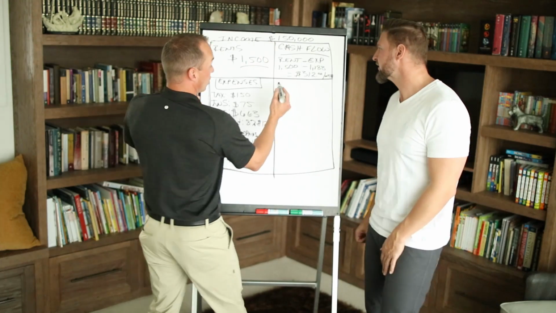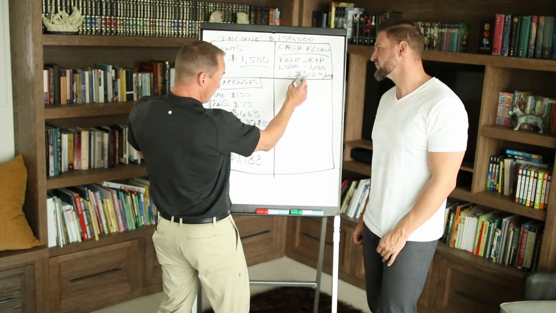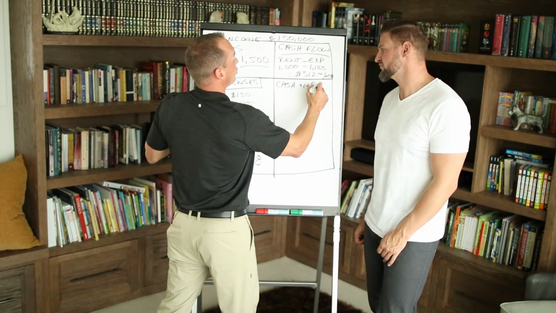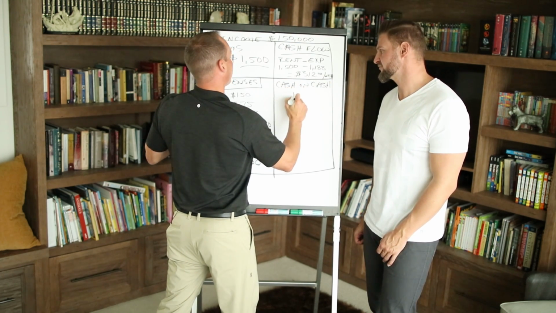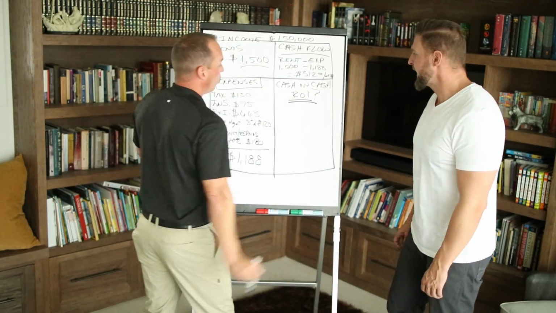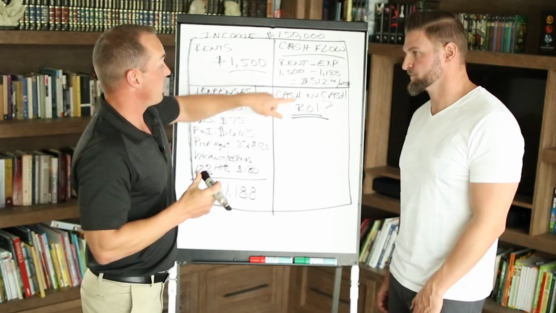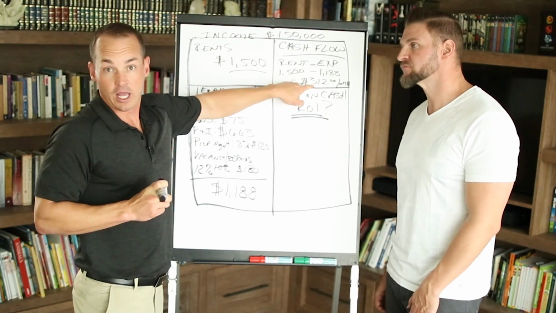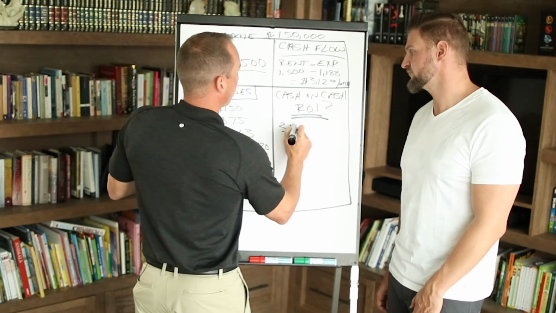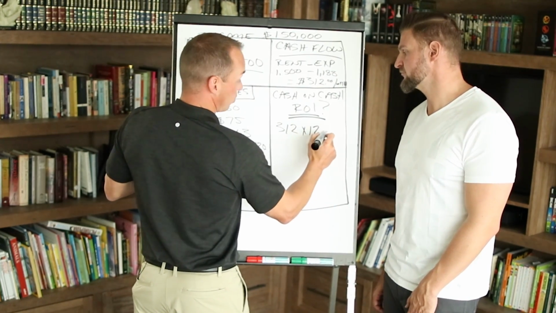Yep, absolutely. So last is, again, what does this mean? And it's cash on cash ROI. What does ROI mean, Kris? Return on investment. Yep. So we need to figure out what this number is annualized to determine an annual return on investment. So we need to do 312 times 12 months.